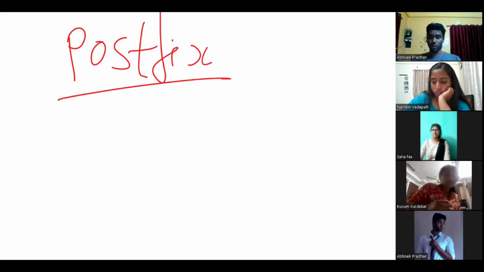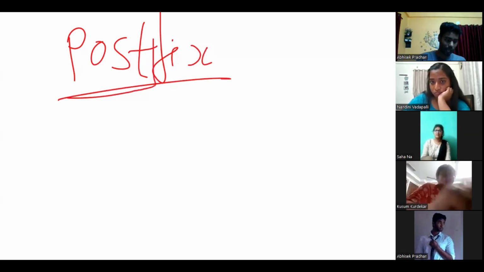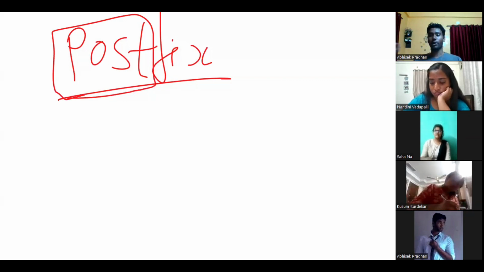Now, postfix, what does postfix mean? The term post means after. So your evaluation is done after. Now let us understand how it works.